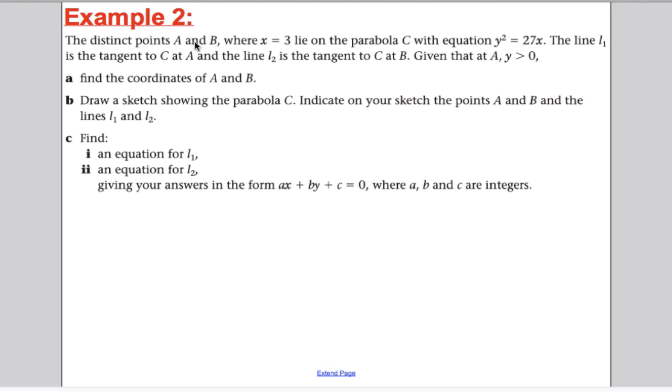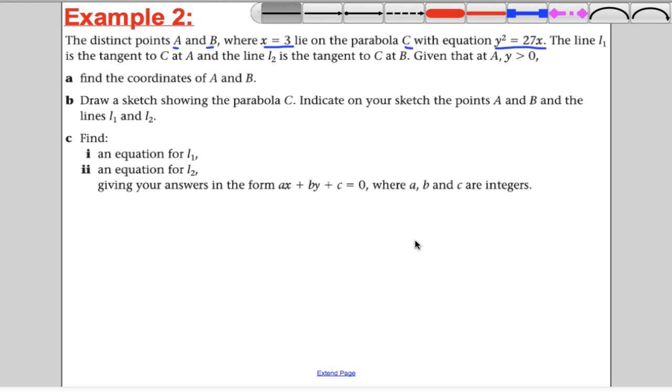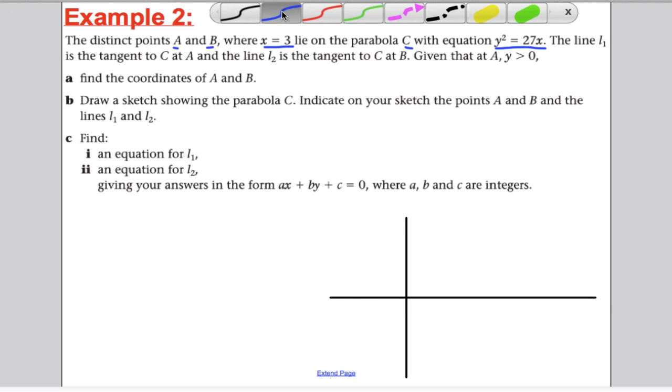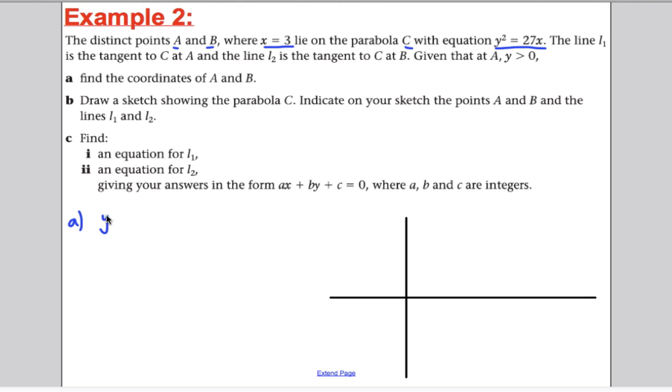So we have two distinct points A and B, where x is equal to 3, that lie on a parabola with this equation. Right, straight away draw the parabola. Let's just draw the thing, because otherwise we're going to get ourselves confused. Now, firstly, for part A, let's just write y squared is equal to 27x. And we know that a general equation of a parabola is y squared is 4ax. So 4a must be 27, so therefore a must be 27 over 4.